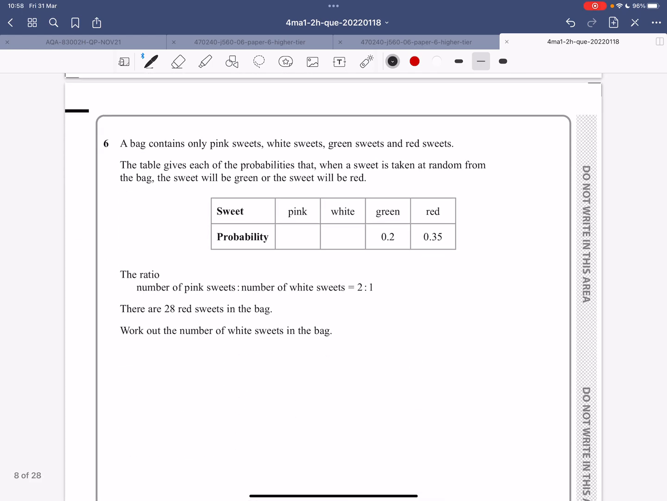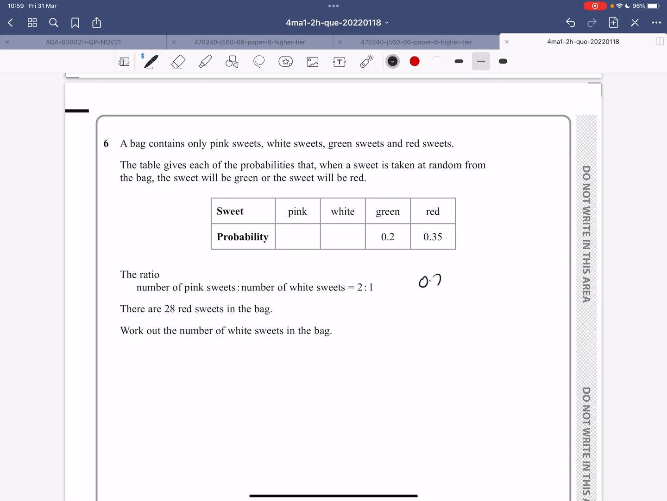6. A bag contains only pink, white, green or red sweets. The table gives the probabilities that when a sweet is taken at random from the bag, the sweet will be green or red, but we don't know about pink or white. The ratio of pink to white is 2 to 1. So it means that what's left over is split twice as much here and then here. And all these 4 numbers have to add up to 1.